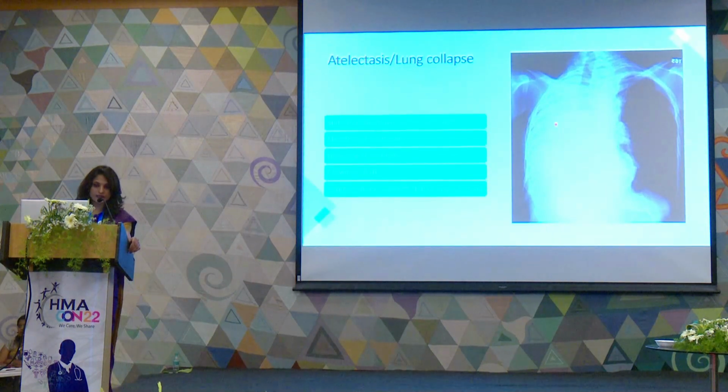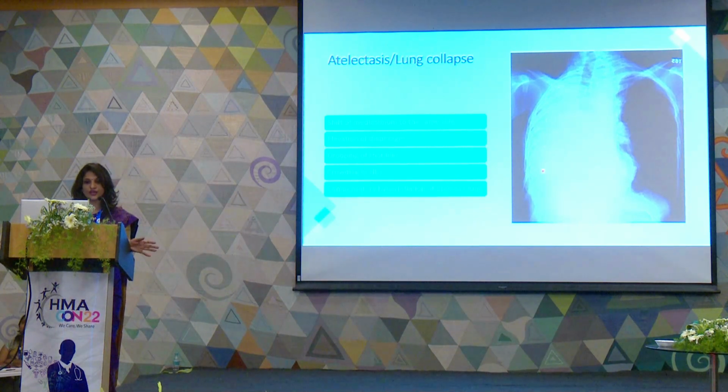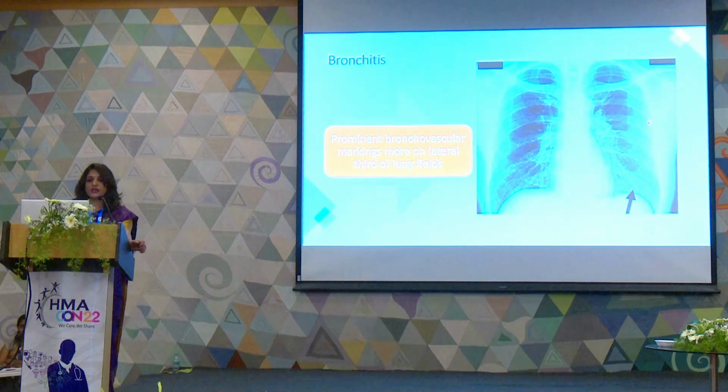Now, atelectasis or collapse of lung. Again, in this you can see homogeneous density, but here there is a shift of the mediastinum. So in consolidation, there is no shift of the mediastinum. In pleural effusion, there is shift of the mediastinum or trachea, but towards the opposite side. And in atelectasis, there is shift of the mediastinum or trachea, but to the same side. Look for elevation of the diaphragm, drooping of the shoulder, crowding of ribs, and compensatory hyperinflation of the opposite side of the lung. In bronchitis, you get prominent bronchovascular markings.